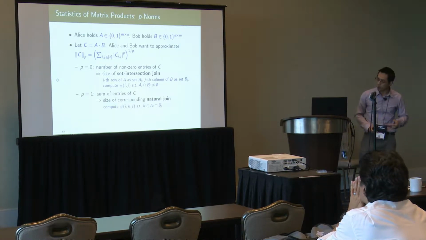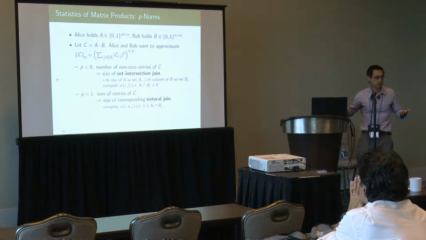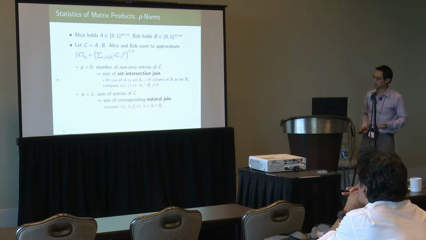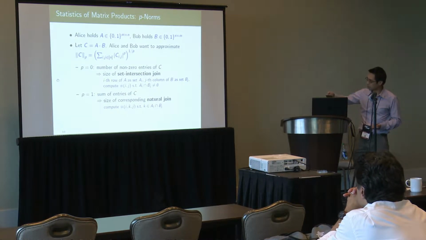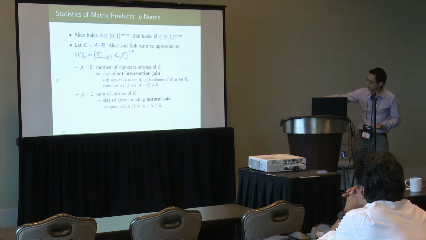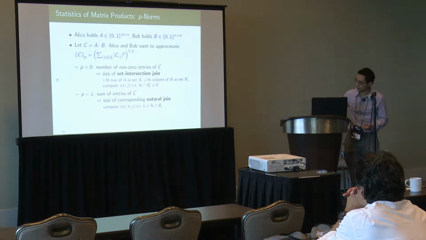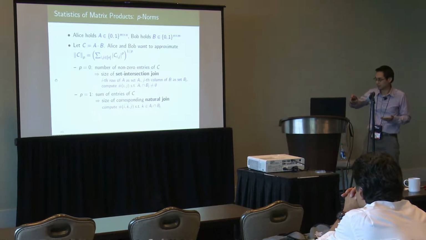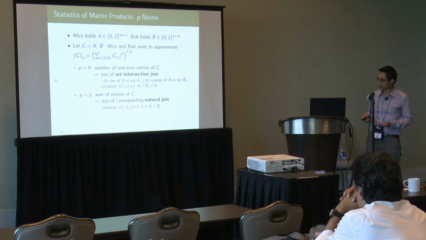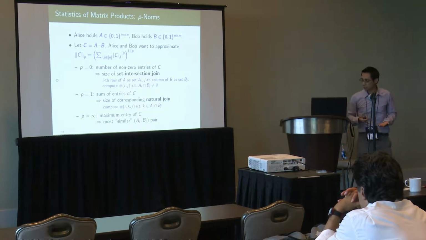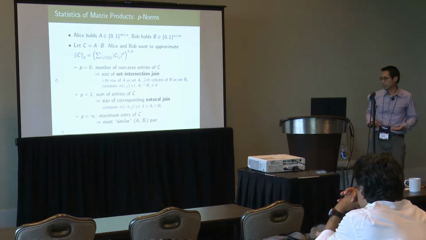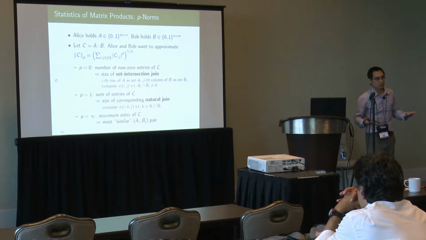When p is equal to 1, this is simply the sum of the entries of the matrix C. This actually corresponds to the size of the natural join. Basically, we want to compute all tuples (i,k,j) such that k belongs to the intersection of A_i and B_j. I will also give you an example of this with more details. When p is equal to infinity, we simply want to compute the maximum entry of C. This is basically the most similar A_i, B_j pair.